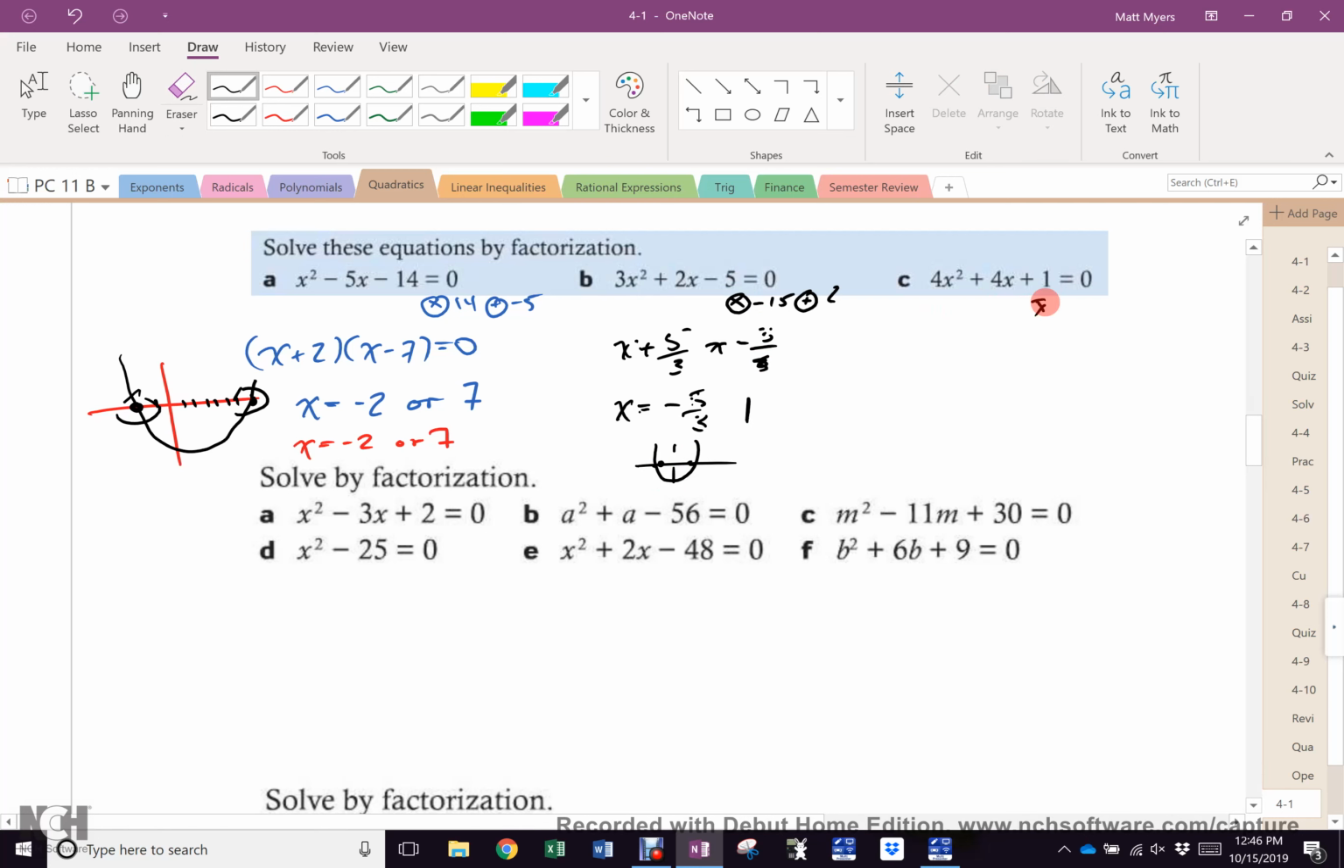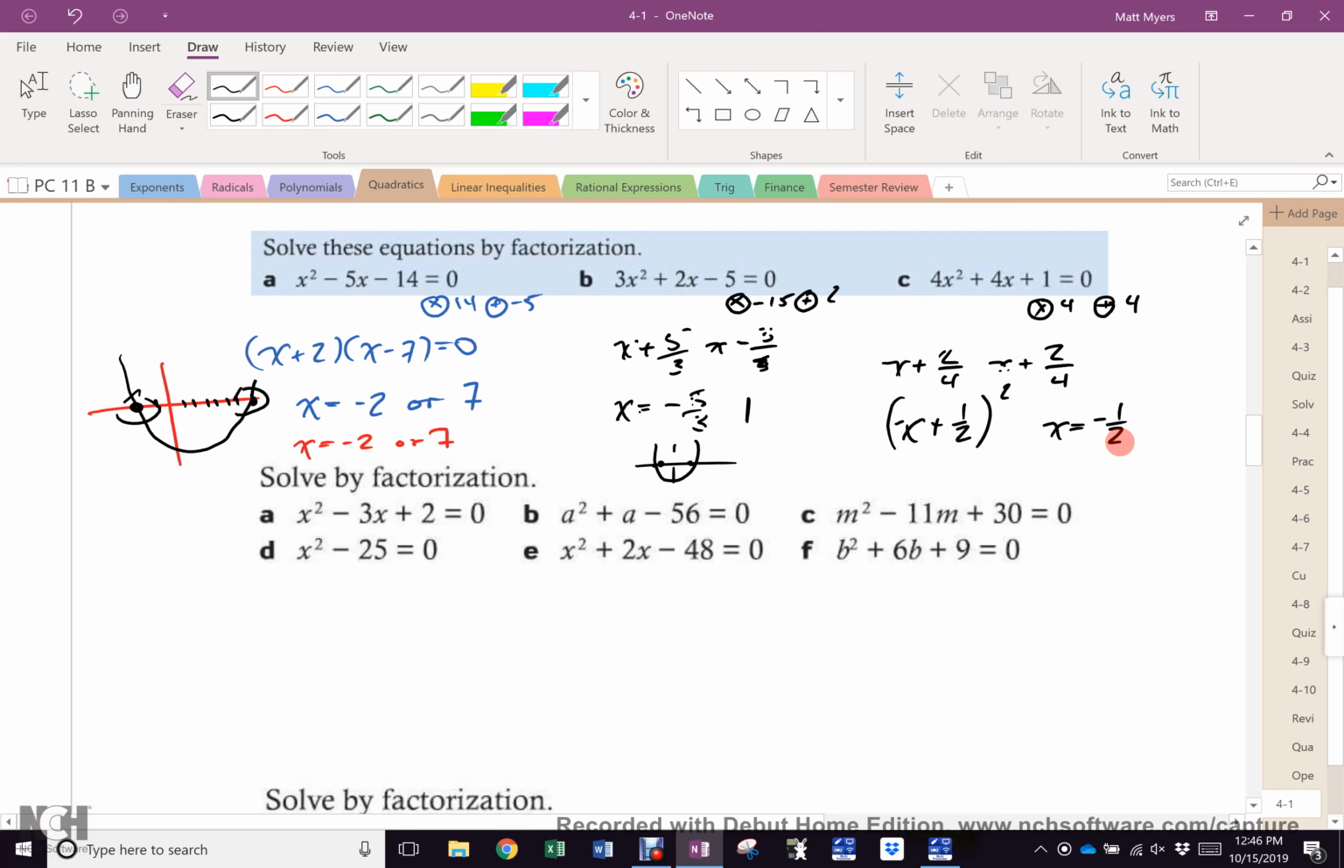So here I need to multiply to 4, add to 4. What is it? X plus 2 over 4. X plus 2 over 4. Which gives me x plus 1/2 squared.